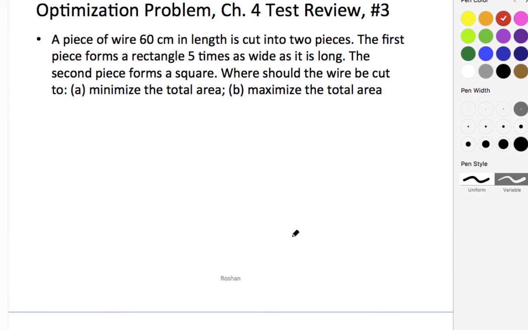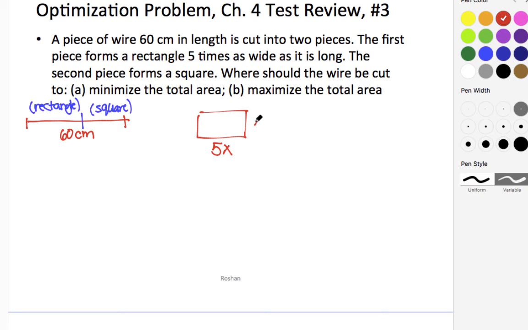Our last question here is that we have this piece of wire that is 60 centimeters. So this whole thing is 60 centimeters, and we are going to be cutting it into 2 pieces. The first piece is going to form a rectangle, and the second piece is going to form a square. What do we know about the rectangle? The rectangle is 5 times as wide as it is long. And then, of course, we have a square, and that's all y by y by y by y.